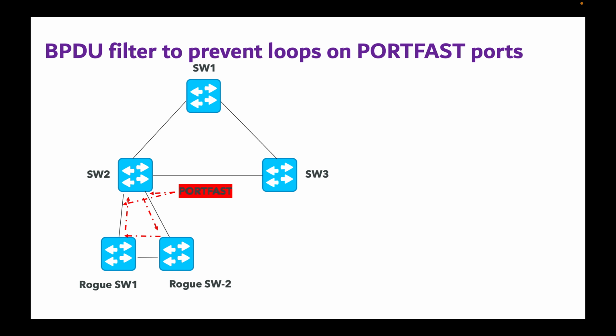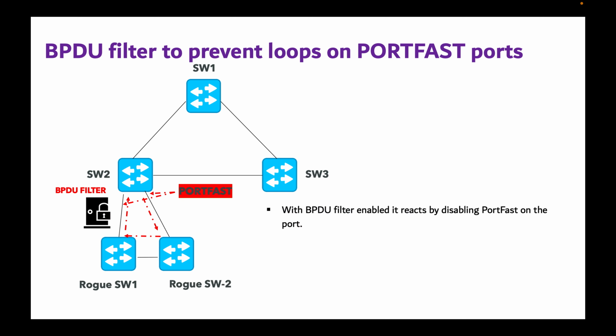When you have a BPDU filter, it reacts by disabling PortFast on that port. The port then reverts to normal STP rules. The port will start running STP and may block or forward depending on the result of that normal STP logic. So this is how BPDU filter works, and you can enable this by using the global command, that is spanning-tree portfast bpdufilter default.